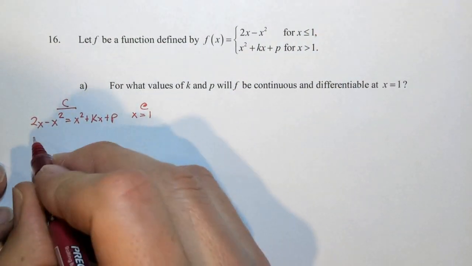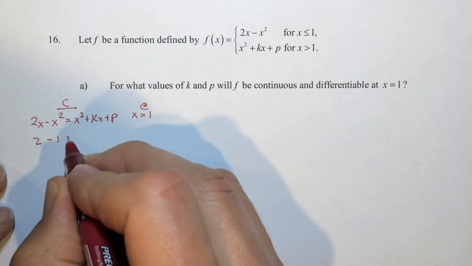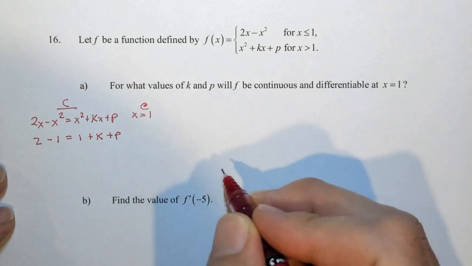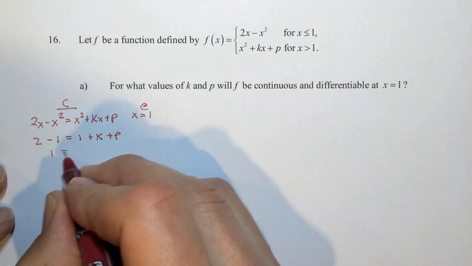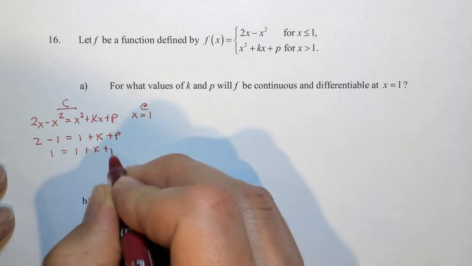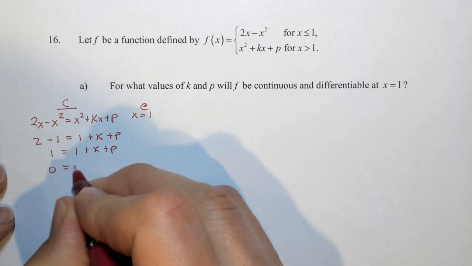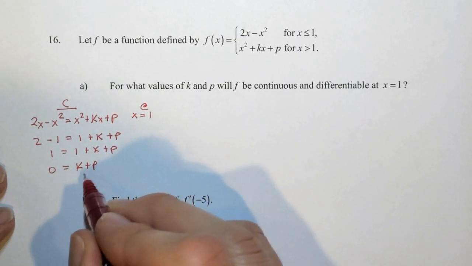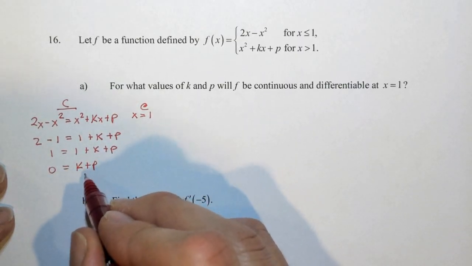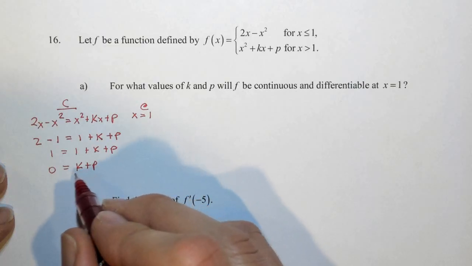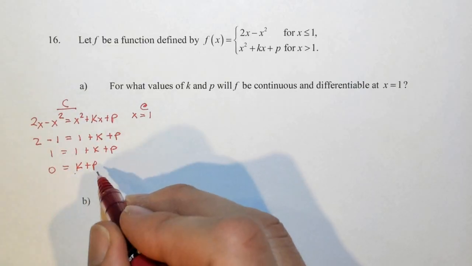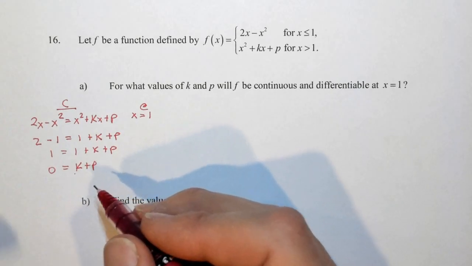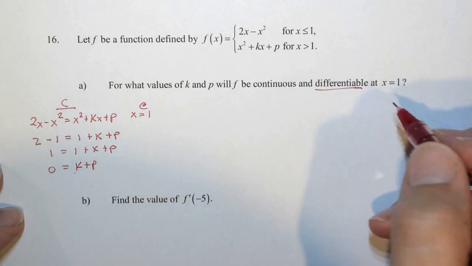Okay, so we're going to make x equal to 1, which means we have 2 minus 1 equals 1 plus k plus p. So 1 is equal to 1 plus k plus p, and that means 0 is equal to k plus p. So that means that k and p are opposite values, we just don't know what those numbers are. Are they 1 and negative 1, 2 and negative 2, 3 and negative 3, a million and negative a million? We have to find another clue. That's where the differentiability comes into play.